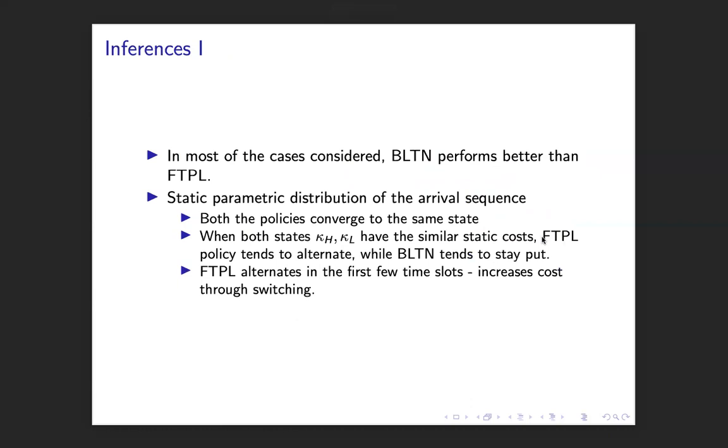These are our inferences. In most of the cases considered, BLTN performs better than FTPL. Under static parametric distributions of the arrival sequence, both the policies tend to converge to the same state because they find the state with the least expected cost. However, when there are similar static costs, the FTPL policy tends to alternate while BLTN tends to stay put. FTPL alternates a lot in the first few time slots, which is why we see an exceedingly high initial cost.